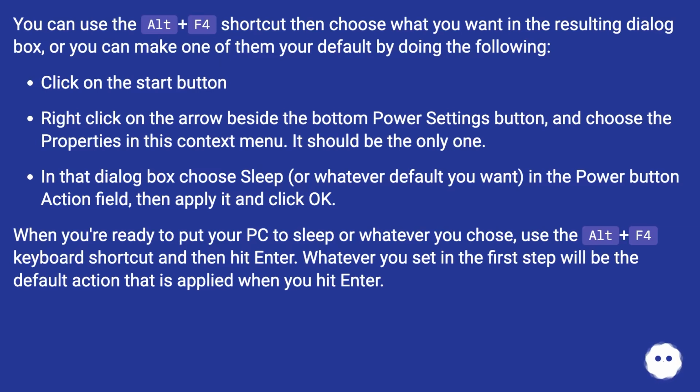In that dialog box, choose Sleep, or whatever default you want, in the Power button action field, then apply it and click OK. When you're ready to put your PC to sleep or whatever you chose, use the Alt+F4 keyboard shortcut and then hit Enter. Whatever you set in the first step will be the default action that is applied when you hit Enter.